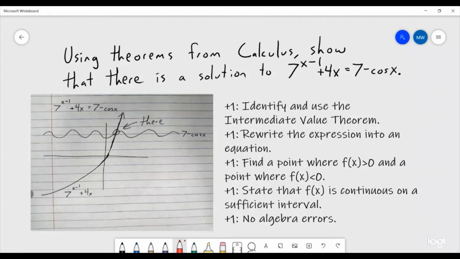I'm going to go through a rubric that I created for this question, and I'm going to show how I would grade this type of question.